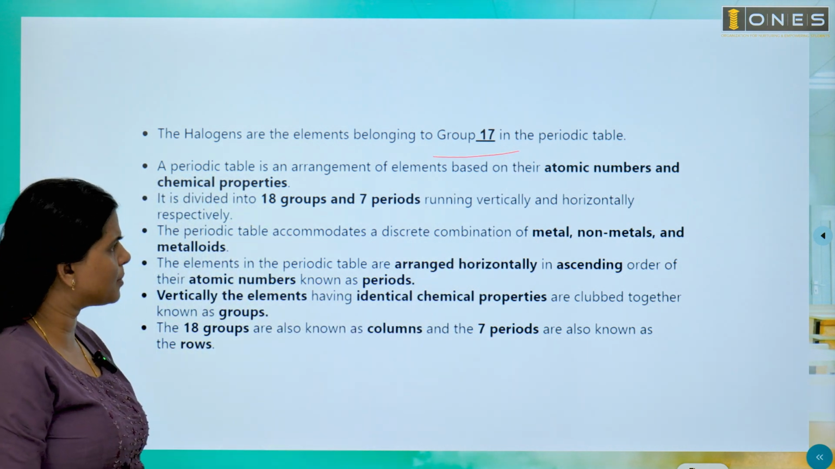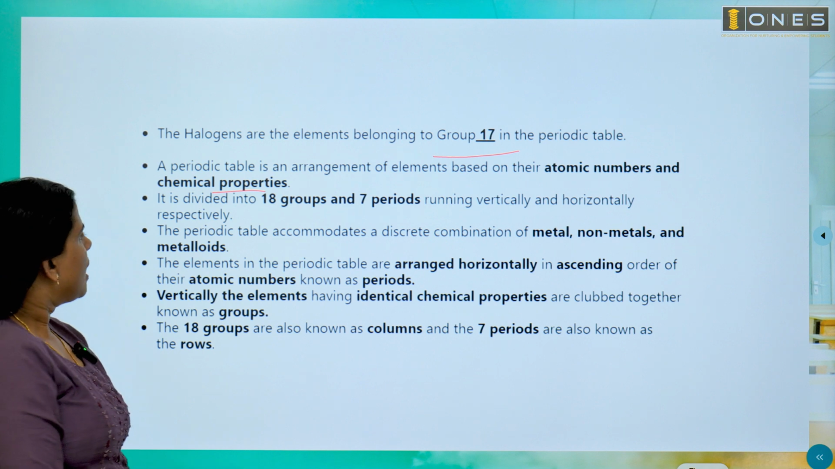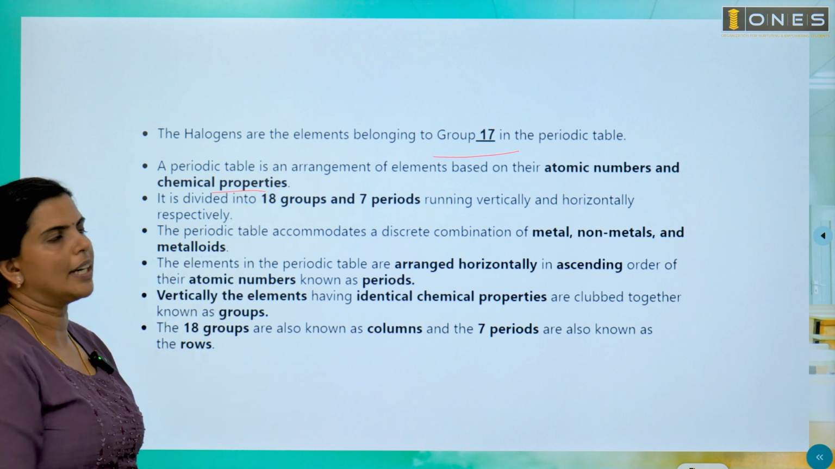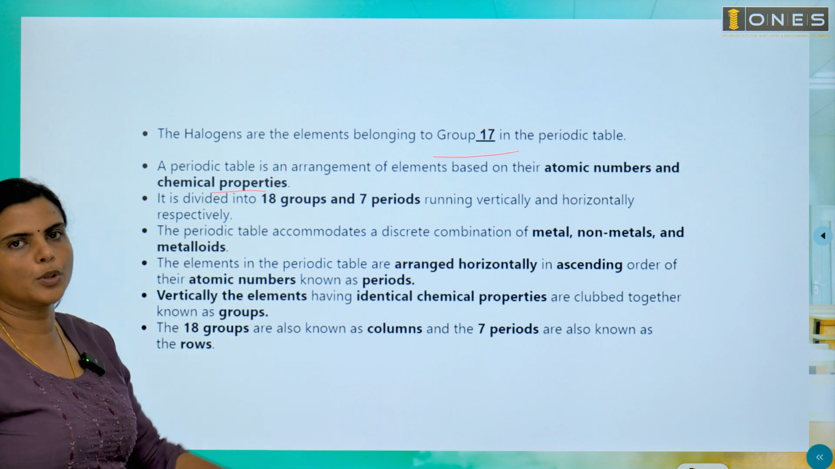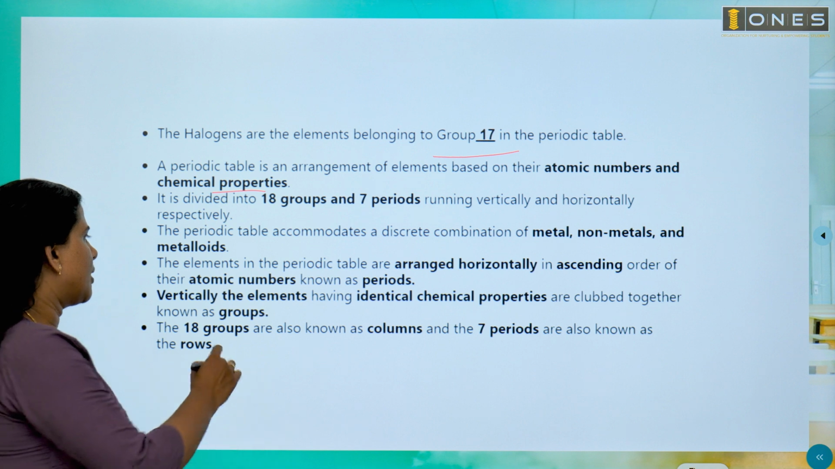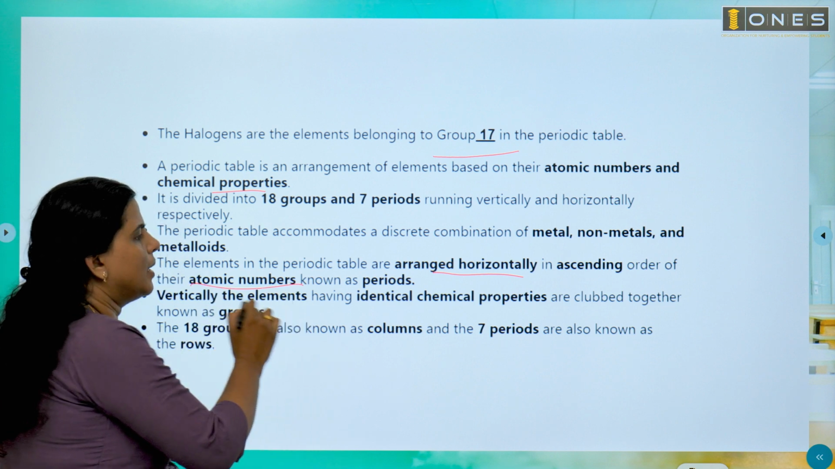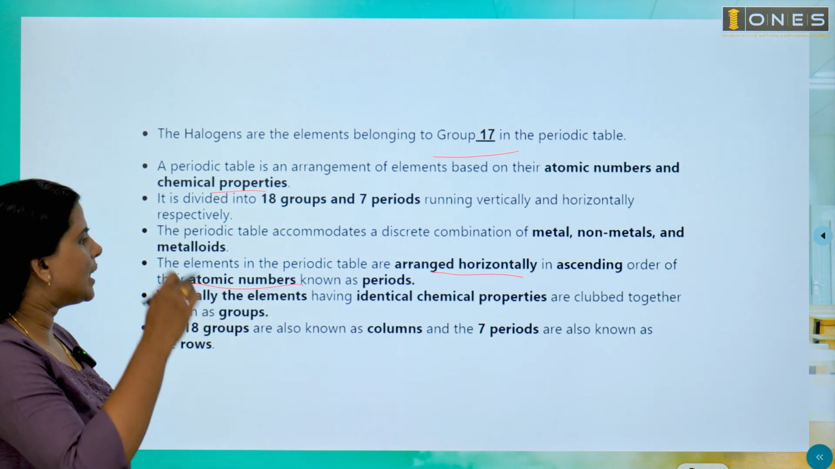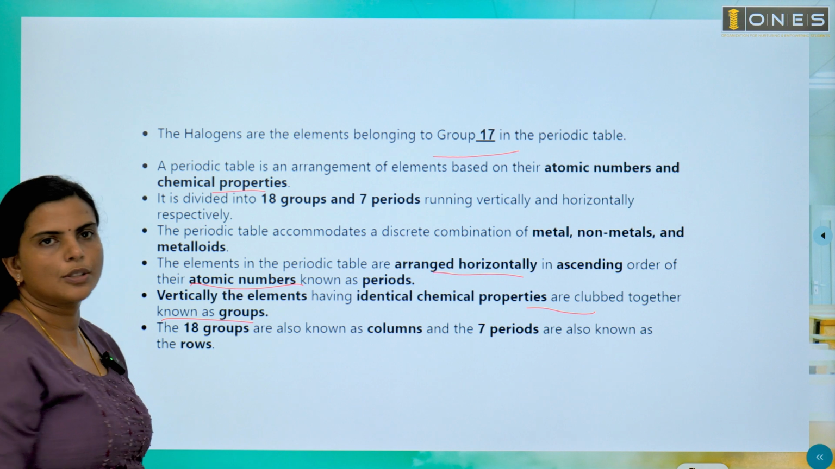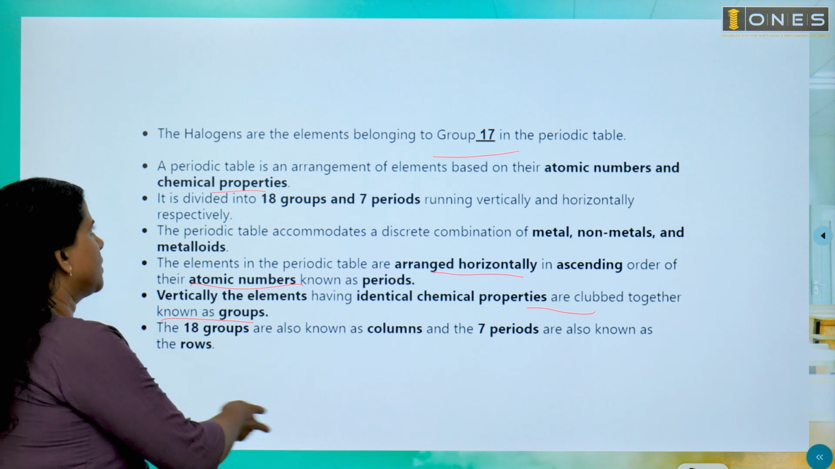The periodic table is an arrangement of elements based on the atomic numbers and chemical properties. Okay, it is divided into 18 groups and 7 periods. The periodic table accommodates a discrete combination of metals, non-metals and metalloids. The elements are arranged horizontally in ascending order of their atomic number, known as periods. Vertically, the elements have identical chemical properties and are clubbed together, known as groups. The 18 groups are also known as columns and the 7 periods are also known as rows.